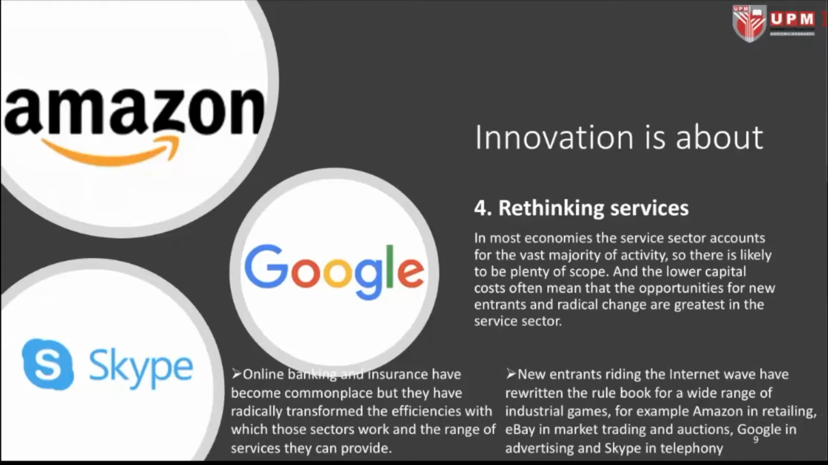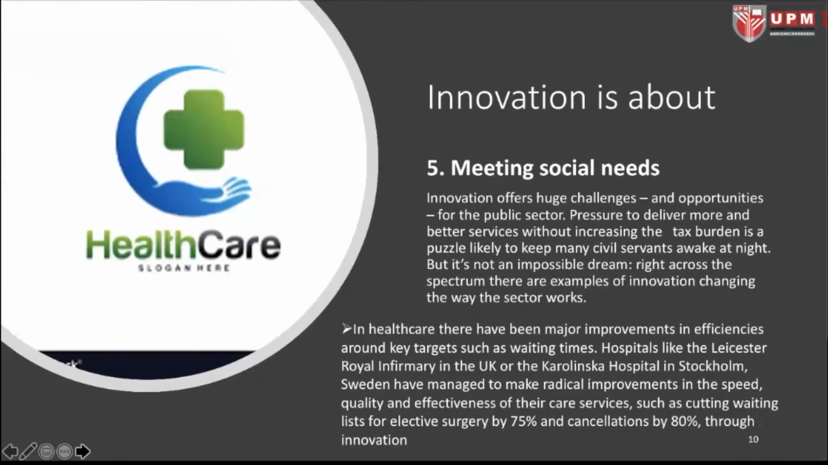Online banking and insurance have also become commonplace, but they have radically transformed the efficiency with which those sectors work and the range of services they can provide. From time to time now, we can see not just online banking. You can pay with Touch and Go, with QR code, with other platforms to pay for your fuel, your food, and other things, not just through online banking. So that is innovation in rethinking services. You have the current services, but you come up with another method of providing them. This is number 4 about innovation. The next one is on meeting social needs.